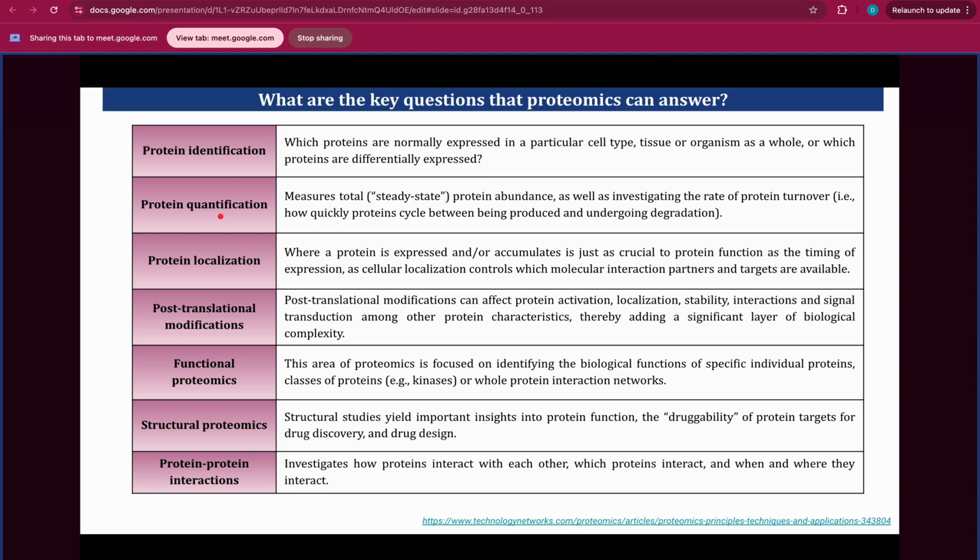The second question is protein quantification. We can also quantify the proteins, that is, at what proportion or at what rate the protein is synthesized.